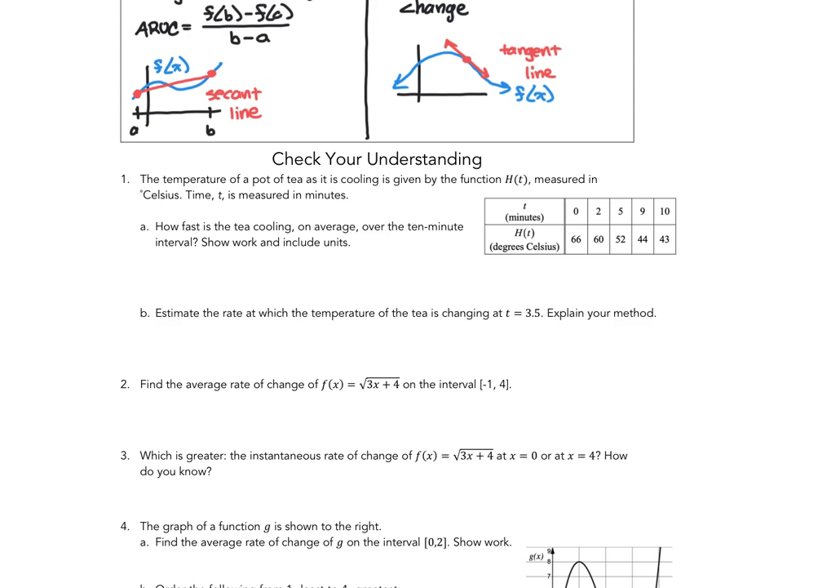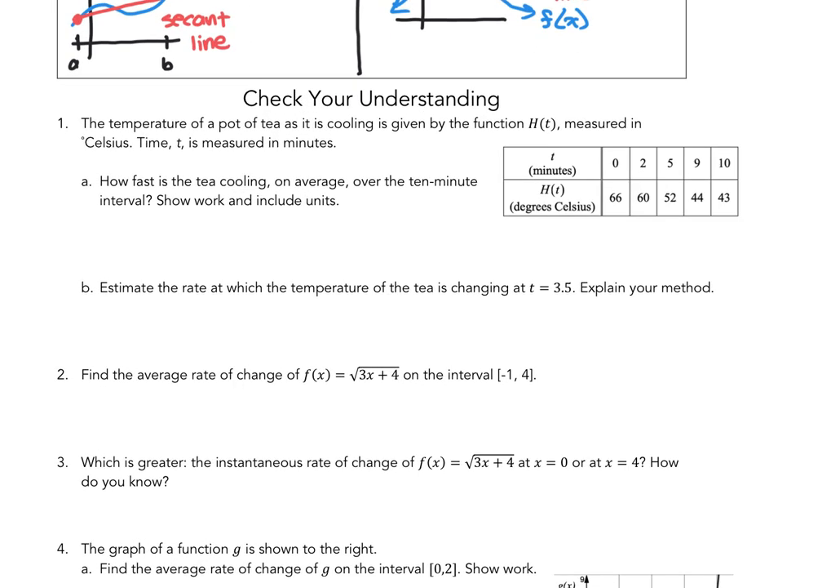When t is 3.5, which 2 points should we use? You're just going to use whichever two are closest. So my t values 0, 2, 5, 9, 10. Which two are going to be closest to 3.5? The 2 and the 5. So then that rate of change is just going to be taking these 2 points and doing the slope between them. So 52 minus 60 over 5 minus 2, which is negative 8/3, is my rate. And what's changing is degrees Celsius per minute.